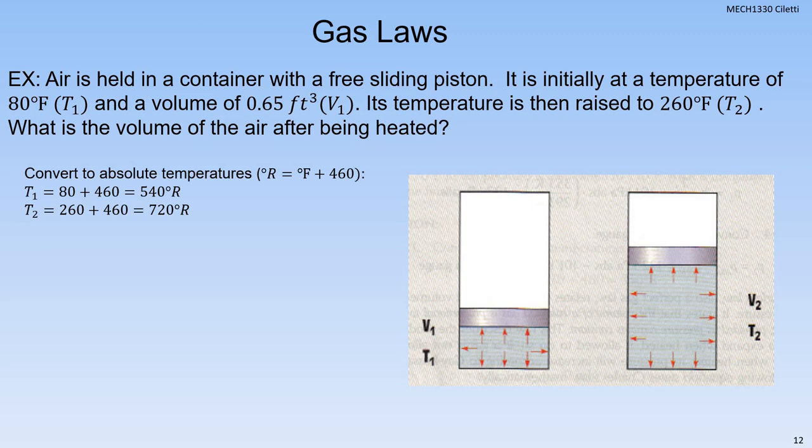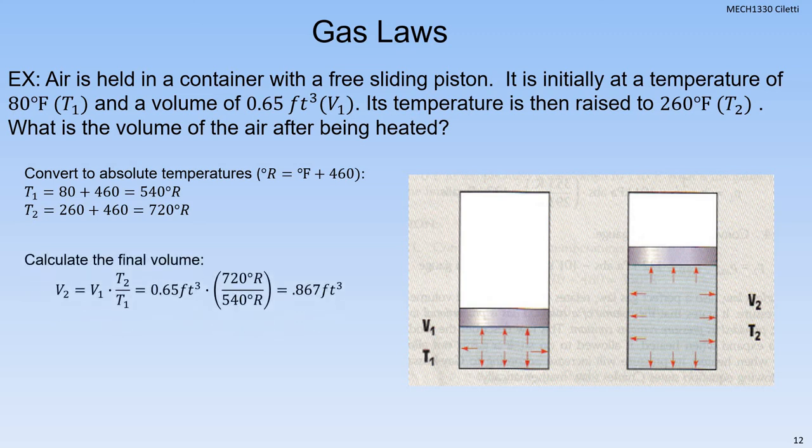There's nothing we have to do to get into absolute volume. Since pressure is not part of this, we don't have to mess with any of that. We can use Charles' law here and solve for volume 2. So V2 is equal to V1 times T2 over T1. So we're going to get 0.65 times 720 divided by 540, and we get 0.867 cubic feet. That will be our final volume.